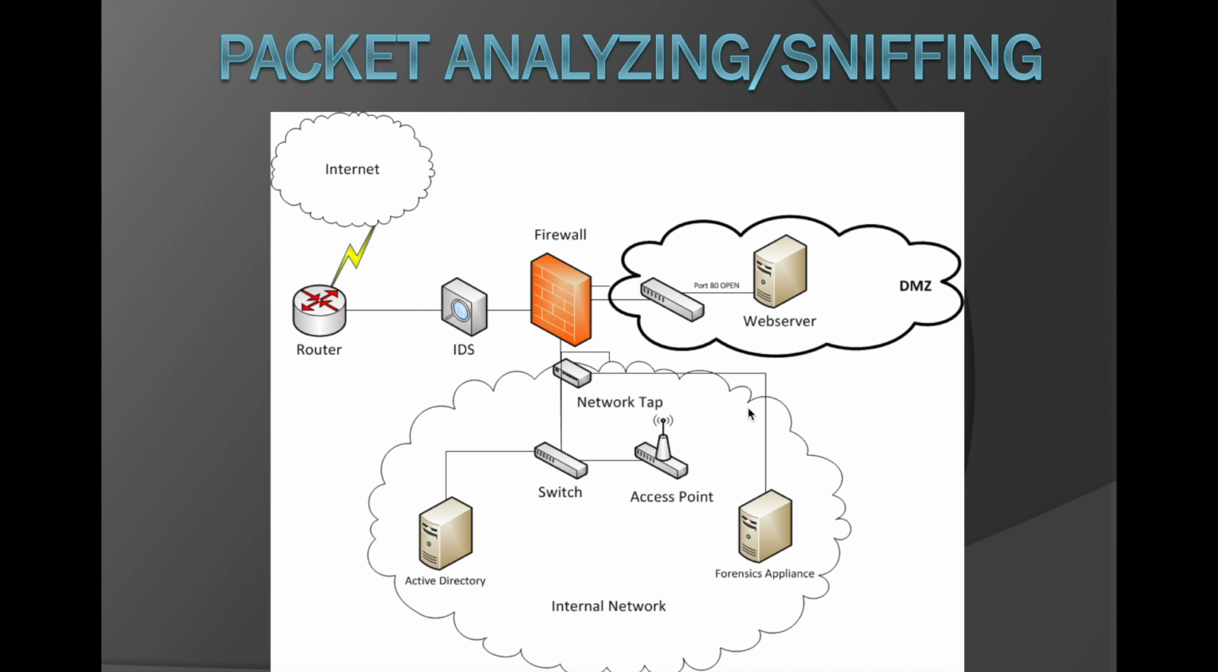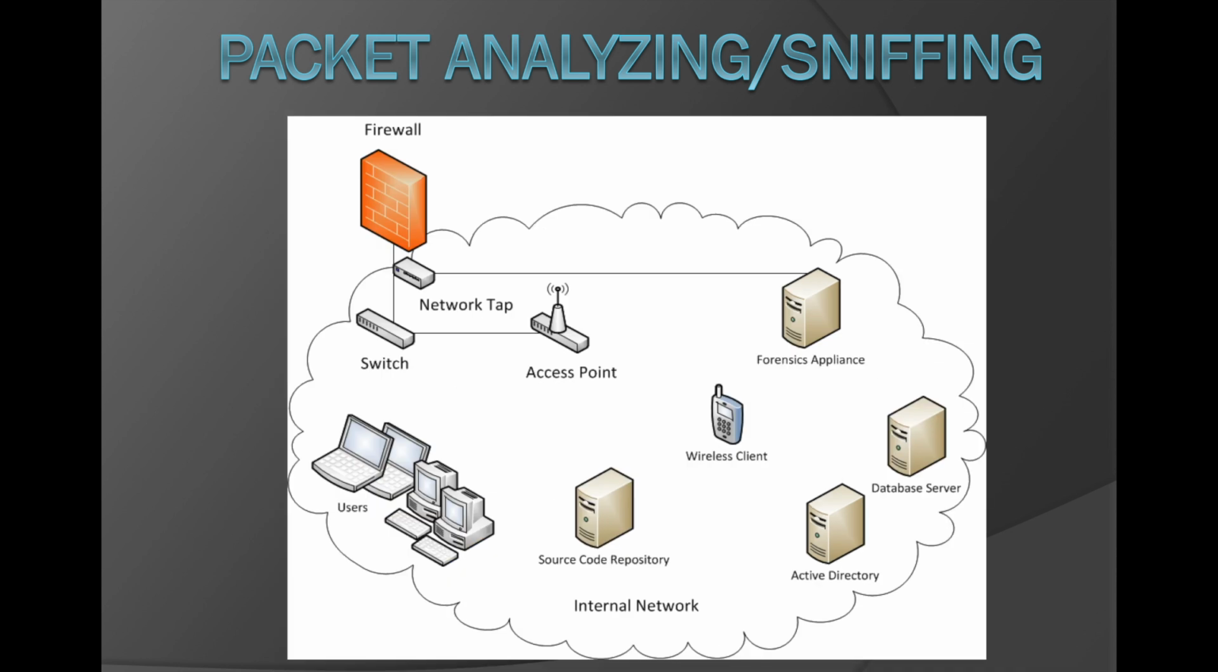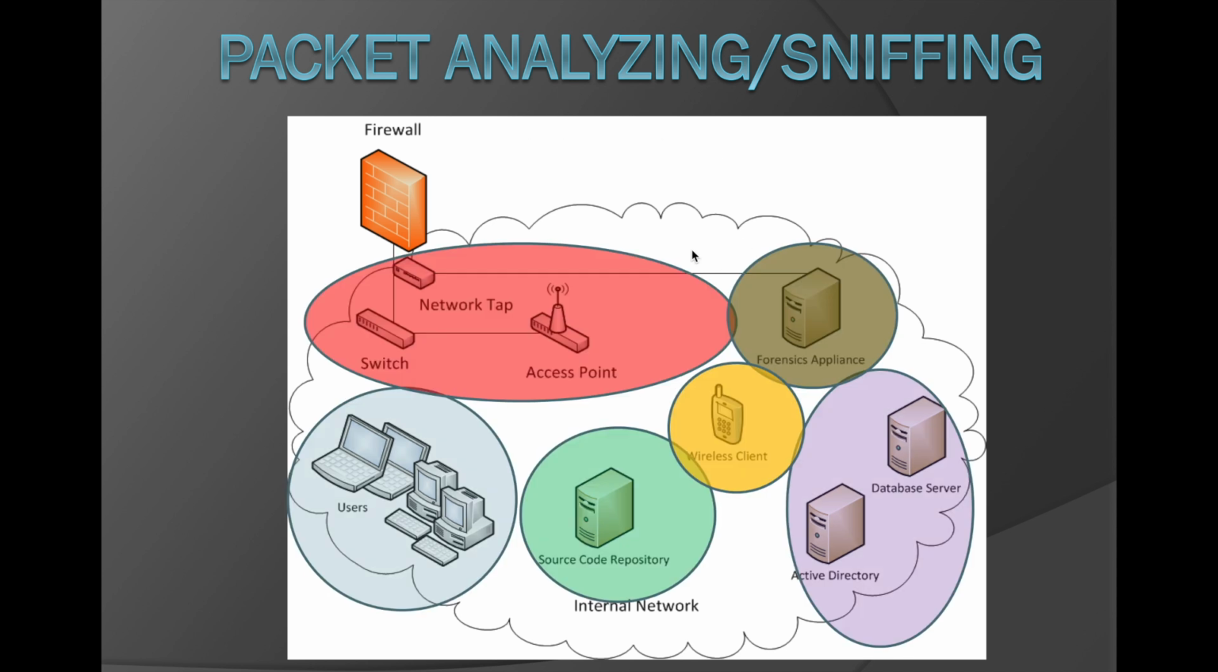And a lot of companies do that, so they have a record of all the traffic in case there's some kind of incident or problem they get hacked into. They can figure out what happened. So that's what this forensic appliance or packet analysis system, that's how that would work.